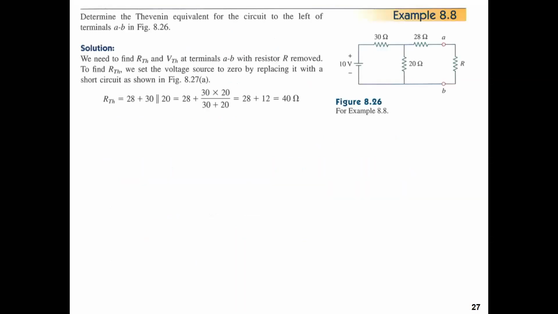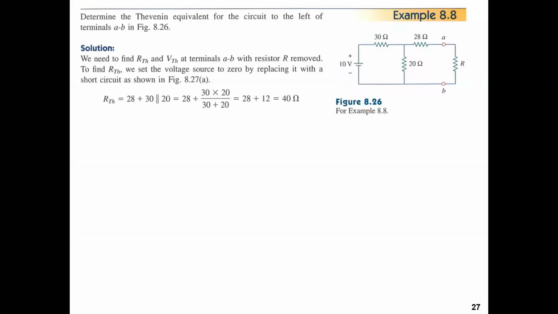Okay, here's example 8.8. Determine the Thevenin equivalent for the circuit to the left of the terminal AB. So what we need to do here is reduce the whole circuit, not including the R. In this case, R is our load. Any element at the right-hand side of terminals A and B, we call the load. So in this case, we call it R.